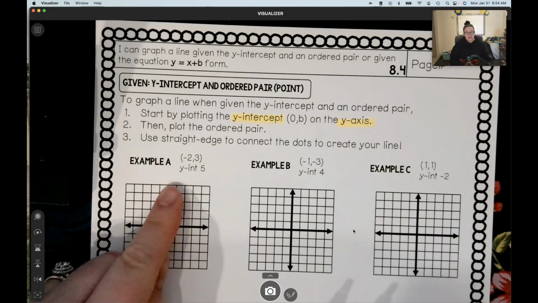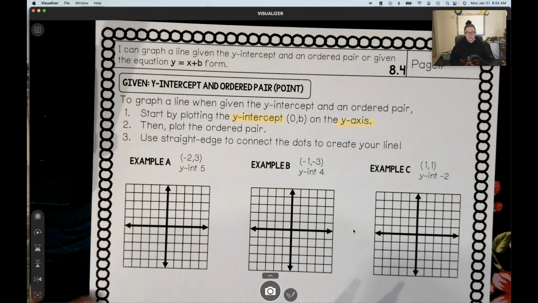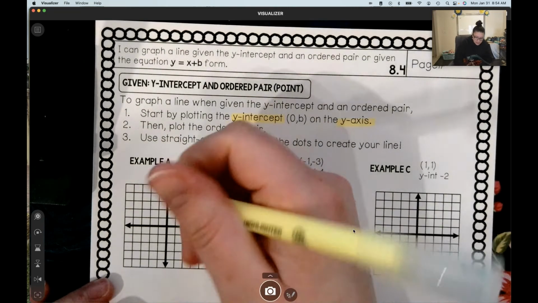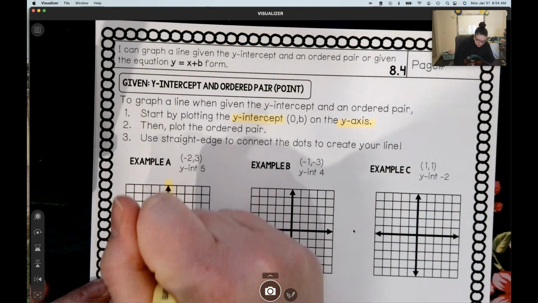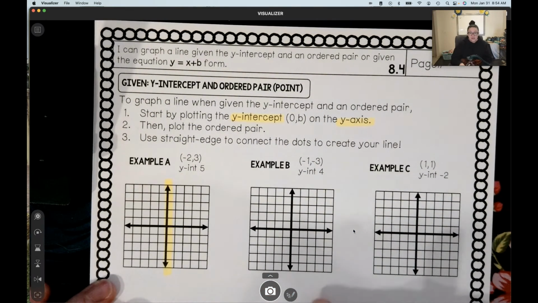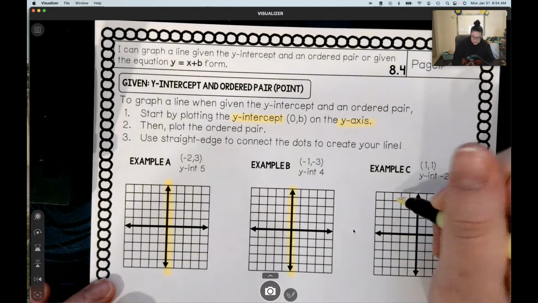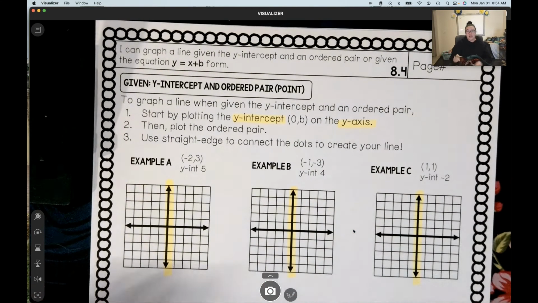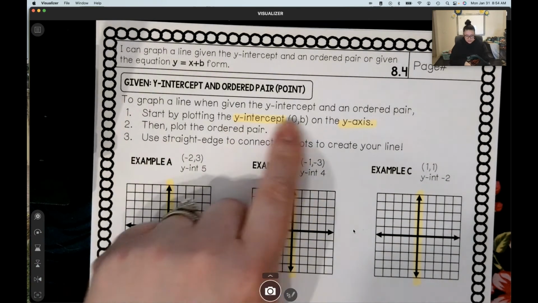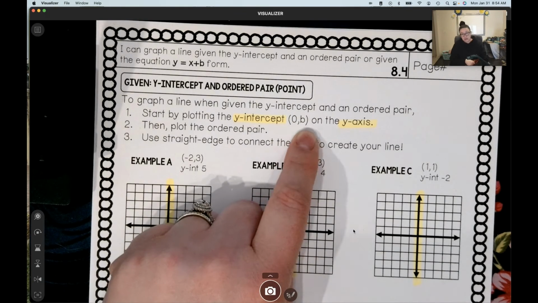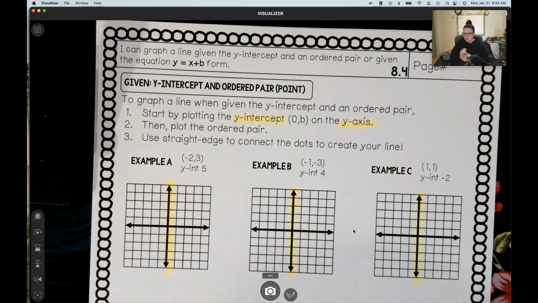Which one of these lines is my y-axis? The y-axis is the vertical axis, that line that goes up and down. So on these problems, if you want to highlight the y-axis to remind you where the y-intercept goes, be my guest. So again, we need to put the y-intercept, some point on our y-axis.